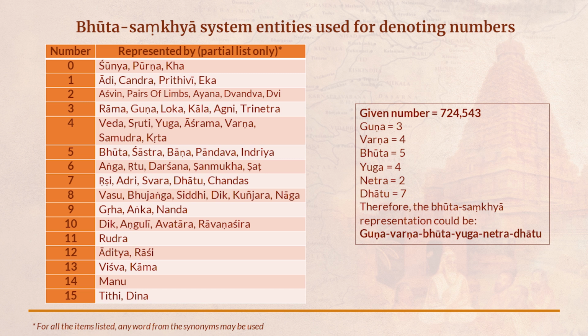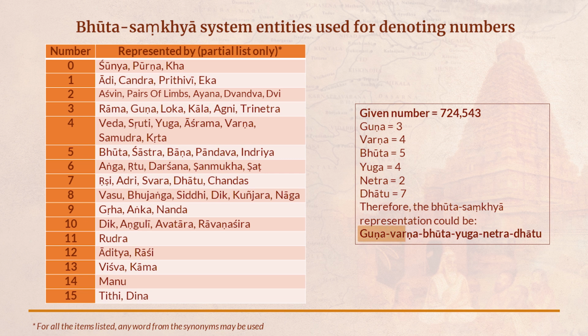There is nothing wrong. And then you have number 2. So for 2 you have Netra, because there are only 2 eyes. And for 7 you have Dhatu. So now how do you say 7,24,543 in Bhūta-Saṃkhyā using this methodology?